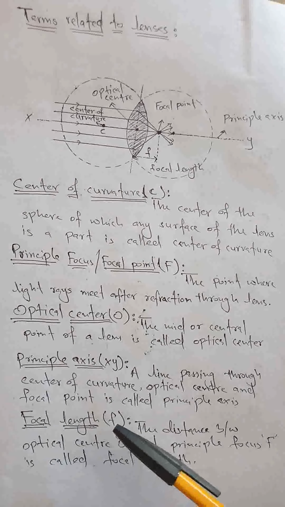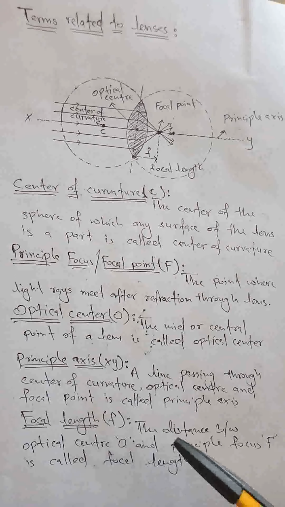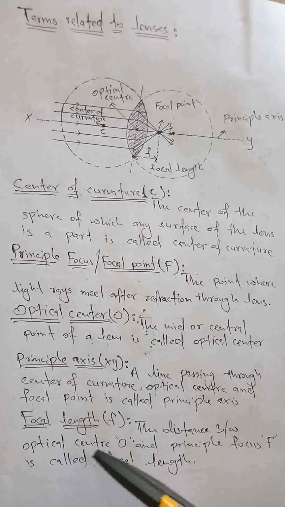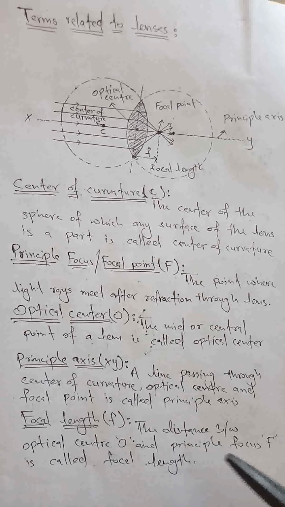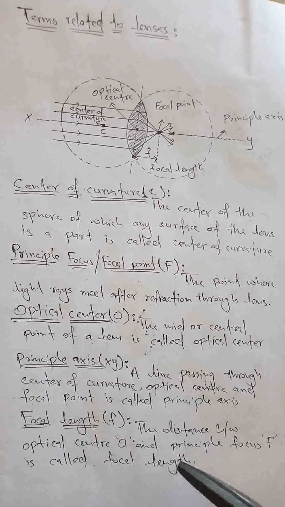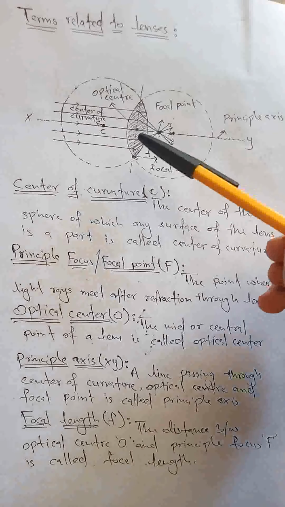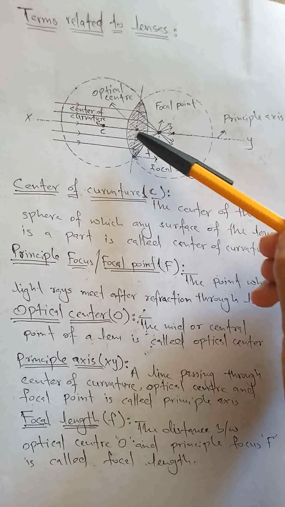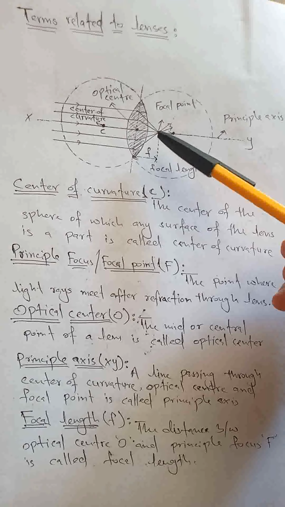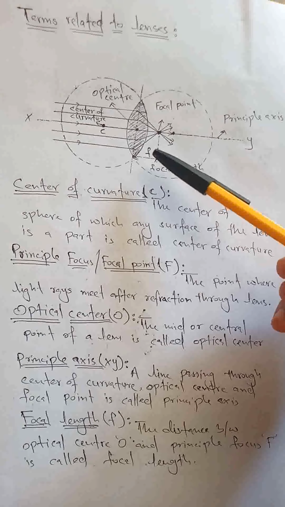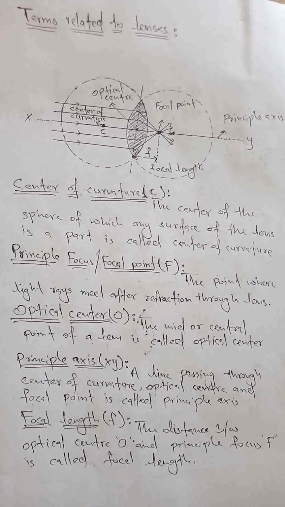Focal length, denoted by small f. The distance between optical center and principal focus is called focal length. The distance between optical center and the focal point, that distance is known as focal length, and it is labeled as small f. This is all about today's topic.